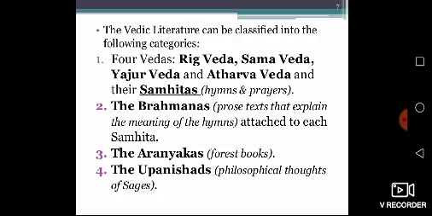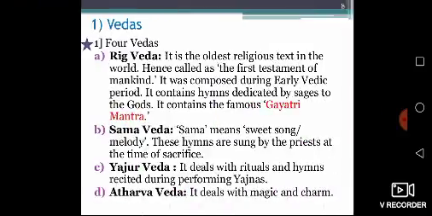You have to keep in mind these are the four categories of Vedic literature. The four categories of classification of Vedic literature are: first, the four Vedas; second, the Brahmanas; third, the Aranyakas; and the fourth, the Upanishads. Now we will see all of them in detail.